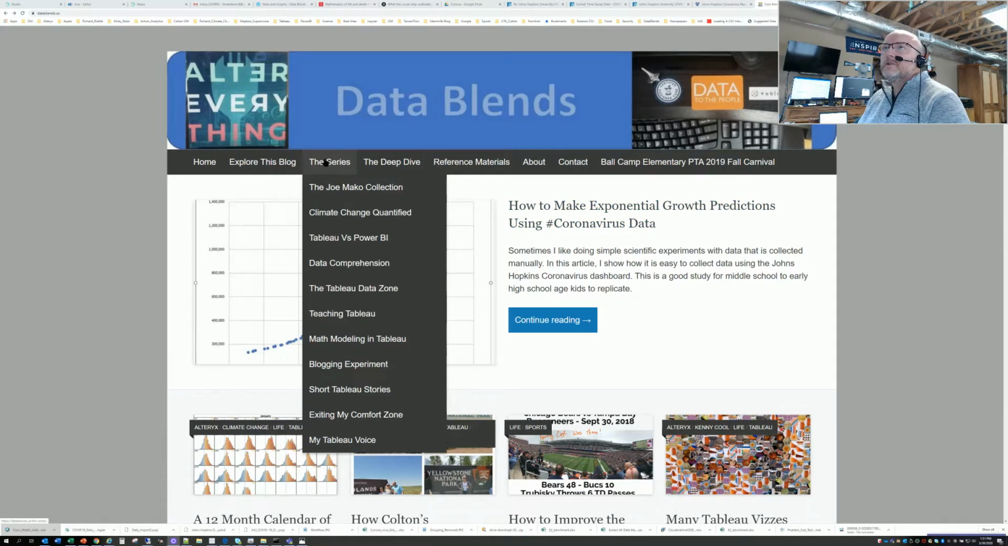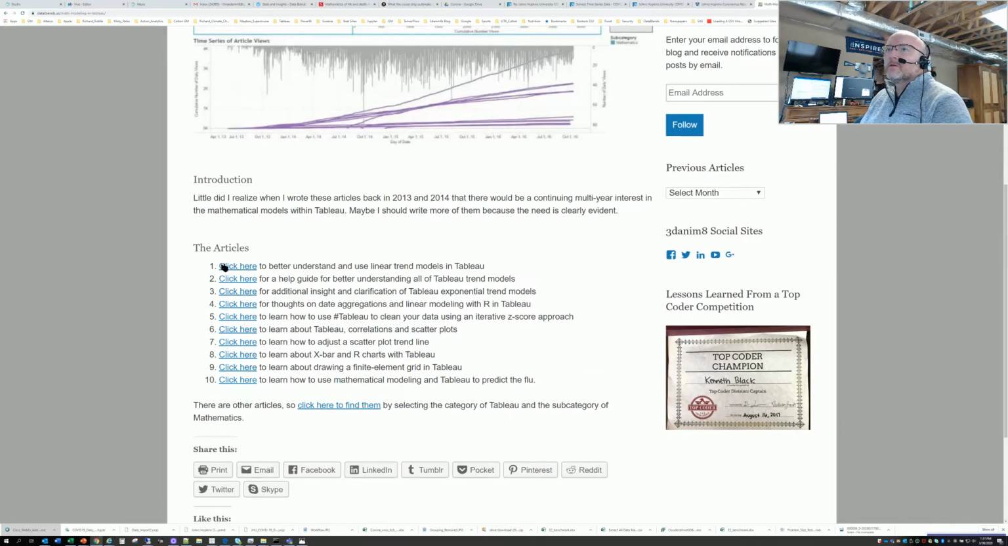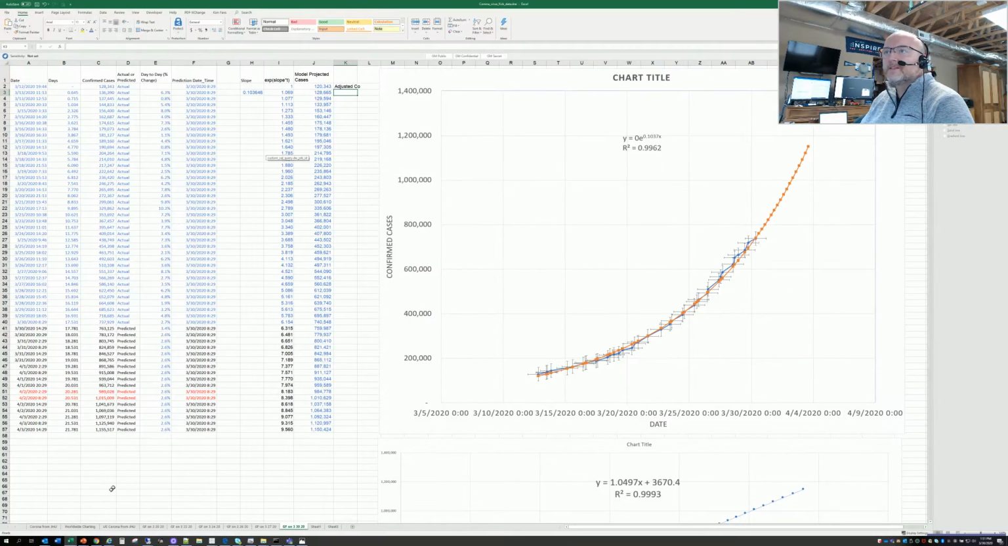So if you go to datablends.us and go to the series, down here there's math modeling in Tableau. If you click that, there's a number of articles I wrote back in 2013 and 14, including the first 3 of them are linear trend models, all the Tableau trend models, and additional insight on exponential trend models in Tableau. But I'm going to show how Tableau can be used with this data.